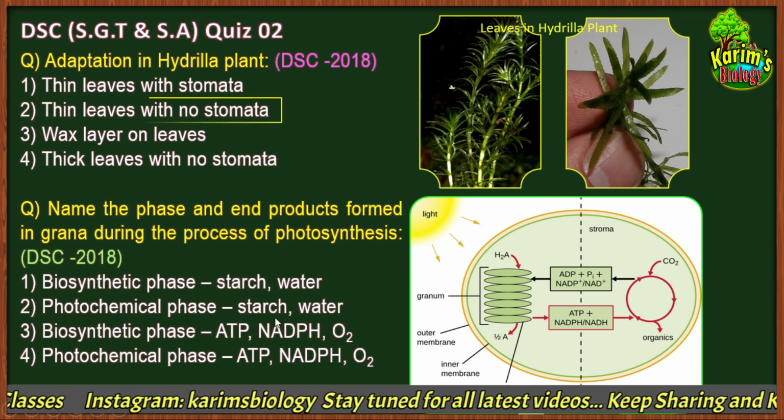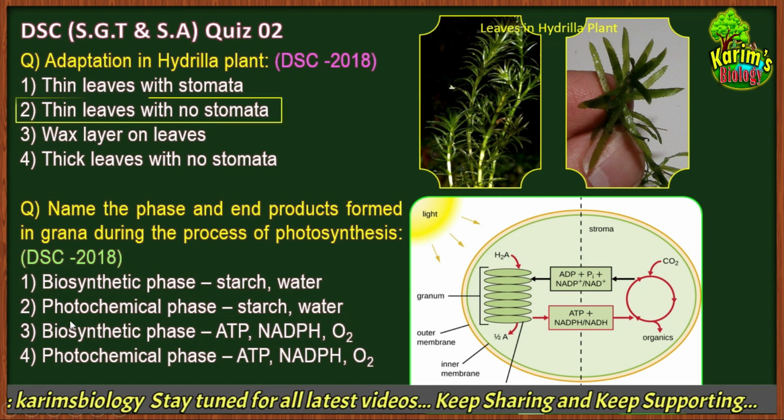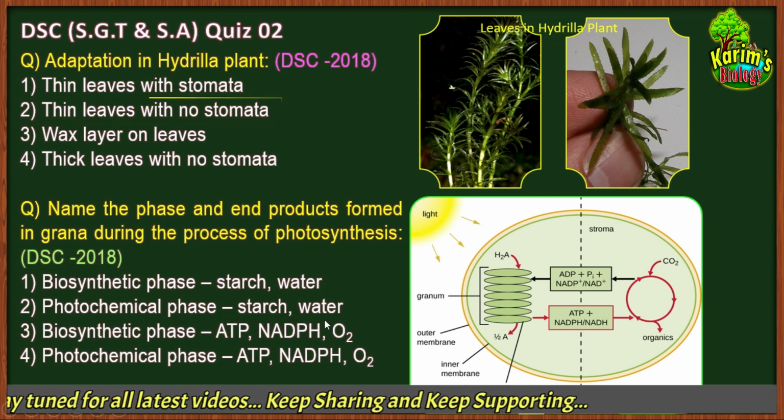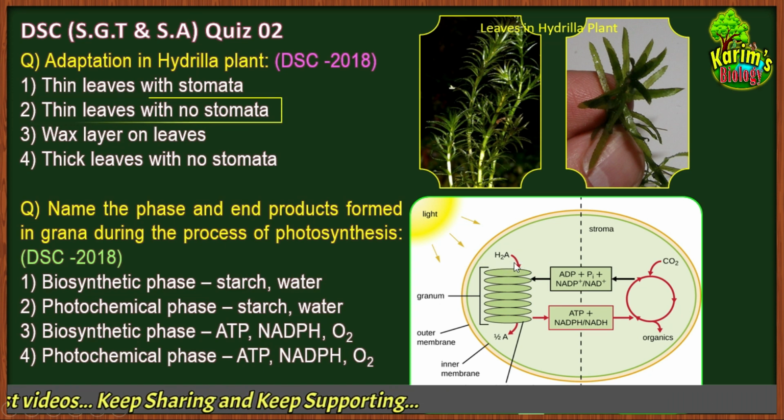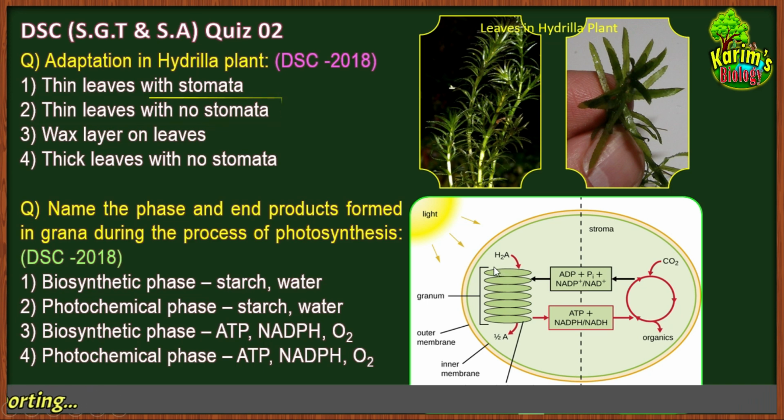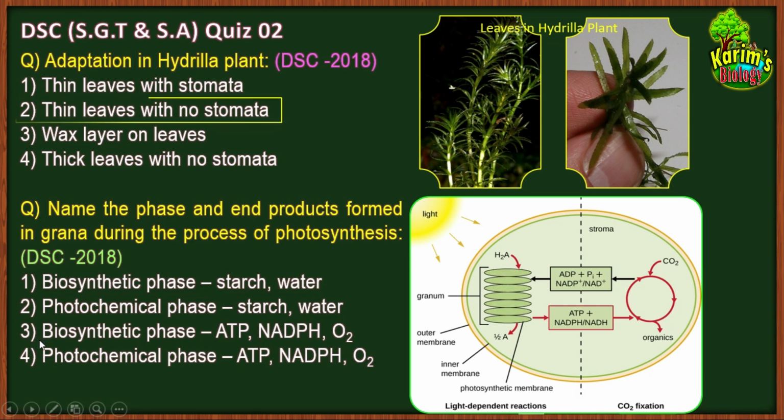And the second option is photochemical phase, starch and water. Photochemical phase is the phase that involves the light reactions that occur on the surface of the thylakoid membrane, but the end products formed in the photochemical phase are not starch and water. So it is also not the correct answer. And the third one is biosynthetic phase, ATP, NADPH and O2. And the last option is photochemical phase, in which ATP, NADPH and O2 are formed. So the correct answer will be photochemical phase, which occurs on the surface of the grana, and the end products are ATP, NADPH and O2.